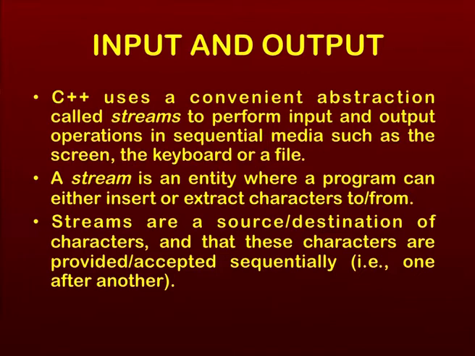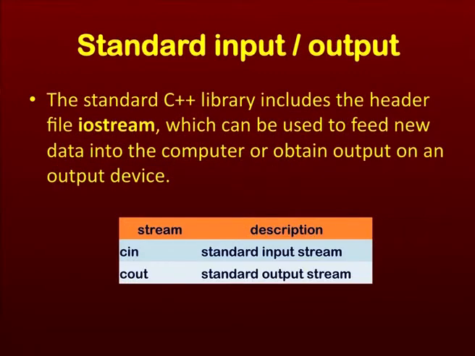What is a stream? A stream is an entity where a program can either insert or extract characters to or from the device. Streams are a source or destination of characters, and these characters are provided or accepted sequentially, that means one after the other. The standard input output library includes the header file iostream. You all are aware that we have to write #include and the header file, that is called iostream, which can be used to feed new data into the computer or obtain output on an output device.